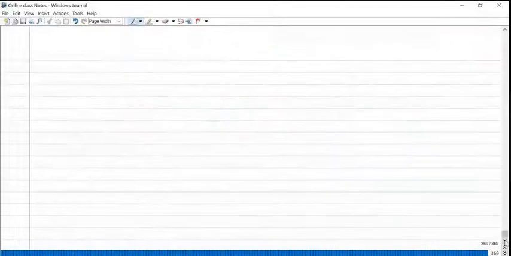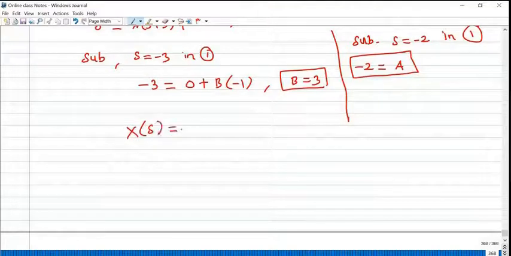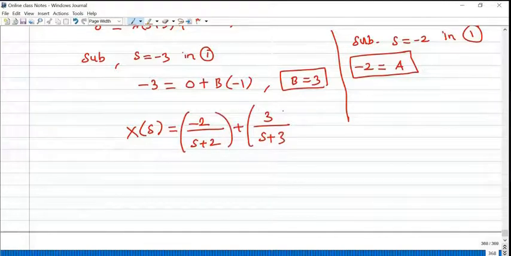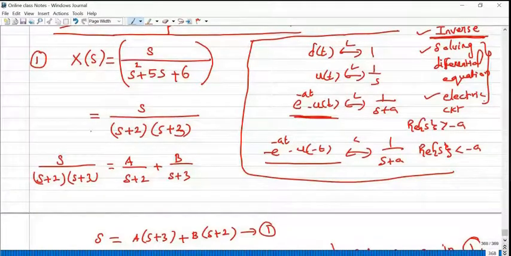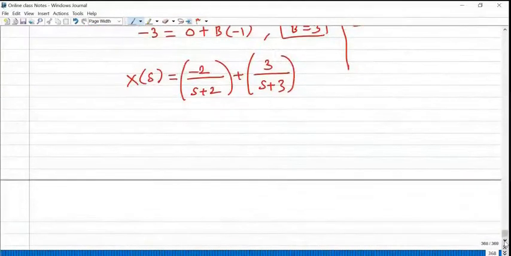Now rewrite your X of s. X of s equal to minus 2 divided by s plus 2, plus 3 divided by s plus 3. So inverse Laplace transform finding is very simple, but you should remember the 8 formulas, up to e power minus at cos omega t u of t, e power minus at sin omega t u of t. Okay. The problem is very simple. Factorize and find the values for A, B, C and so on. And finally substitute in the formula.